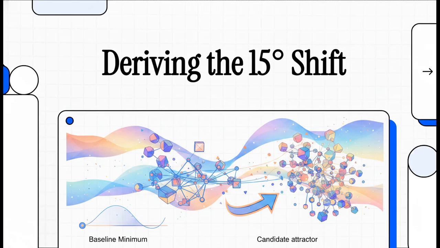Welcome back to the Foundations of General Emergence Mechanics. In today's lesson, we're diving into a very precise mechanical question. We want to know, once all our previously established ingredients are actually in place, how does the baseline minimum move? Today, we're going to derive the exact mathematical shift toward our candidate attractor.